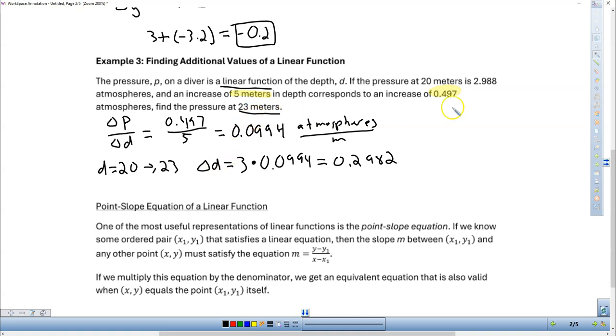So 23, of course, if you remember, we started here with 2.988. So we're going to take our original y value here, 2.988. And we're going to add to it our new value that we just found here. So we're adding to it 0.2982. And that will tell me my new y coordinate, which in this case is going to be 3.2862 atmospheres.